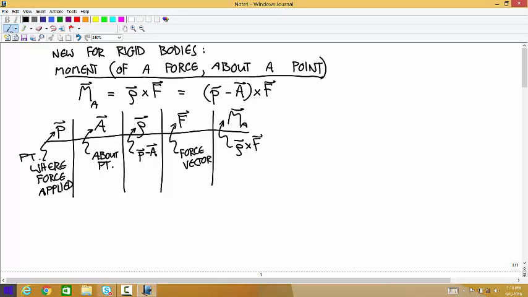Question? Yeah. I know this is going to be a definition for the dynamics part, but on the moment around A, another thing that we know is that moment is equal to the area moment of inertia times alpha. Are you sure? Yeah. How does that equal into this?